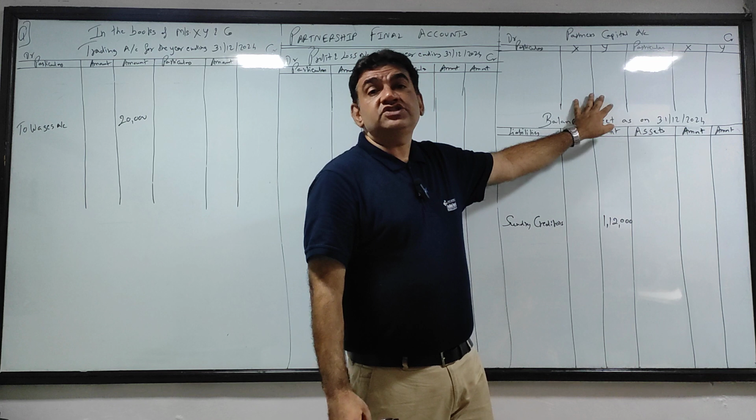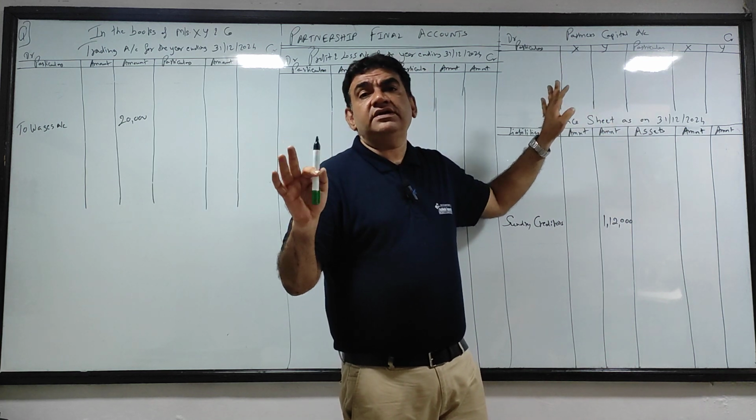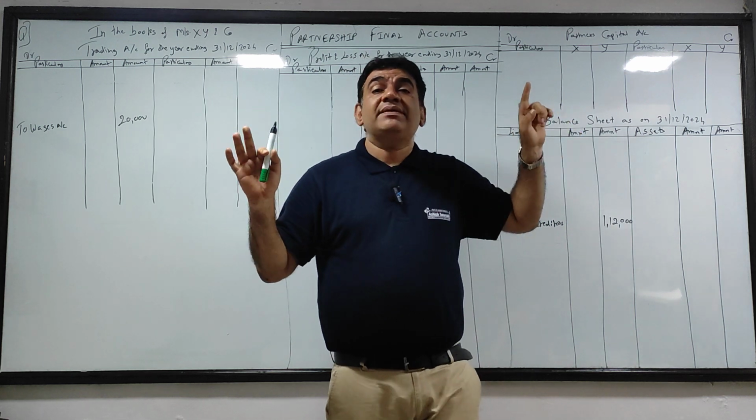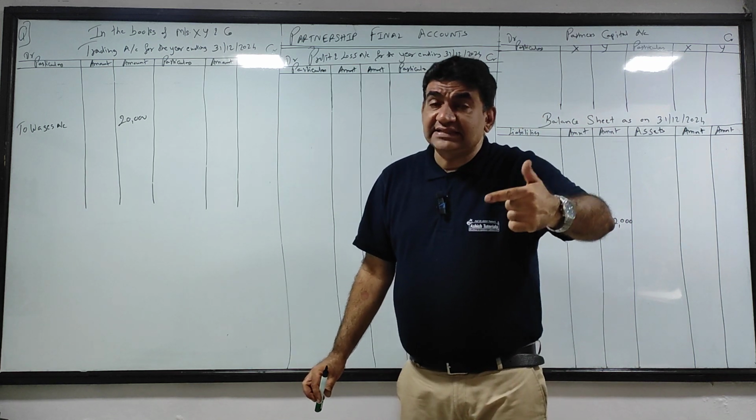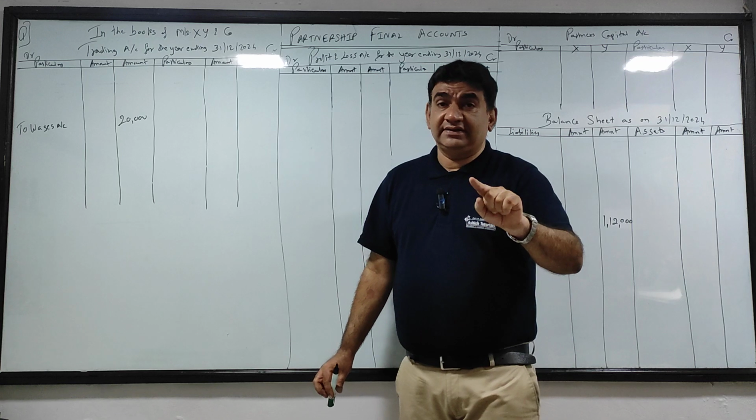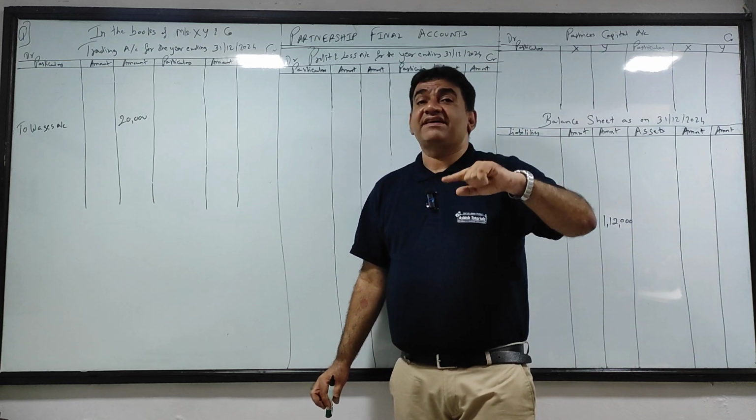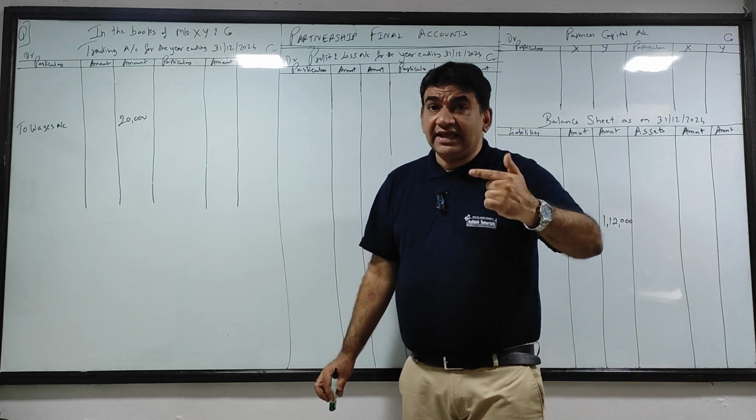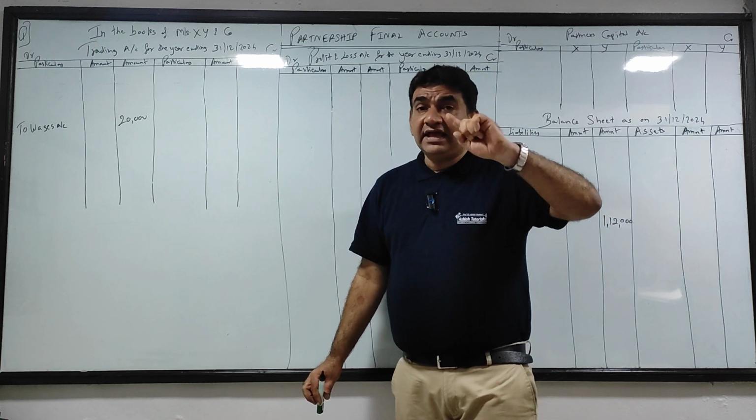Here it is partners' capital. Nothing is mentioned, so partners' capital will always have a credit balance. So we have to minus. When I say credit balance, we have to minus from credit, that means I will debit. Minus from debit, that means I will credit. Add to credit, further credit. Add to debit, further debit.